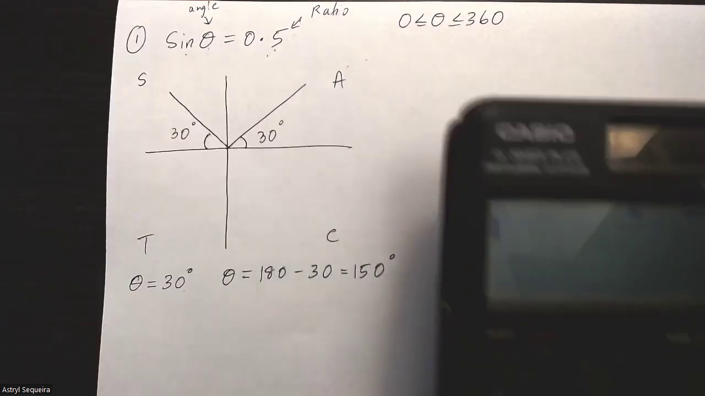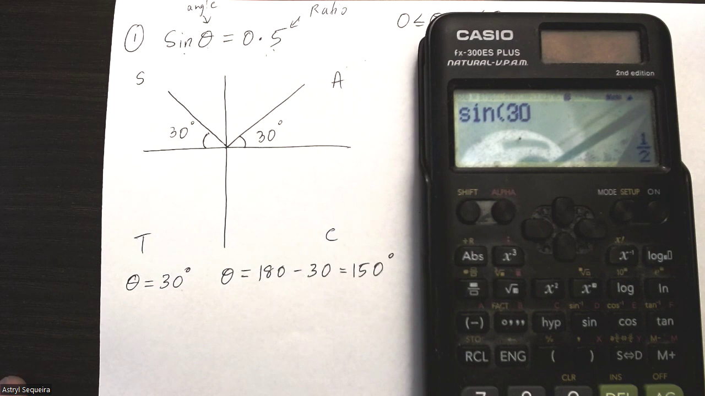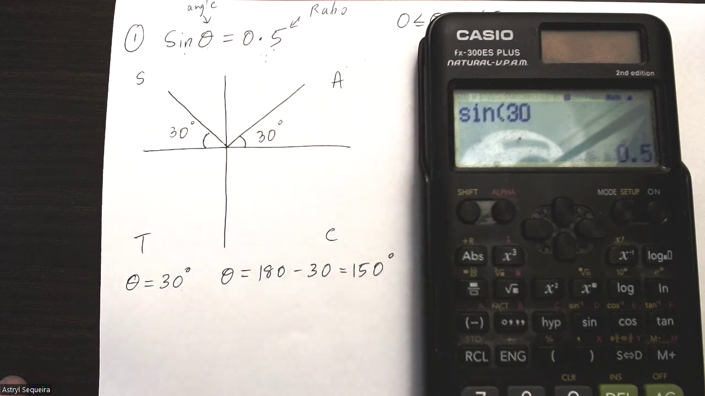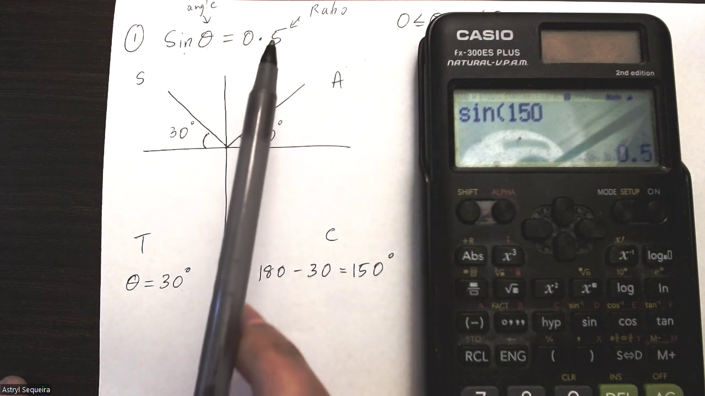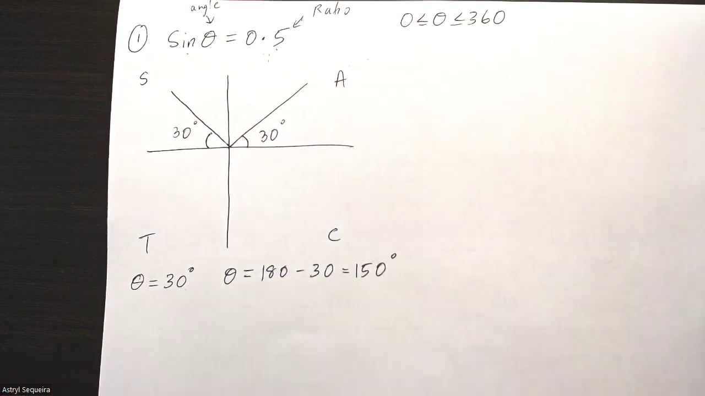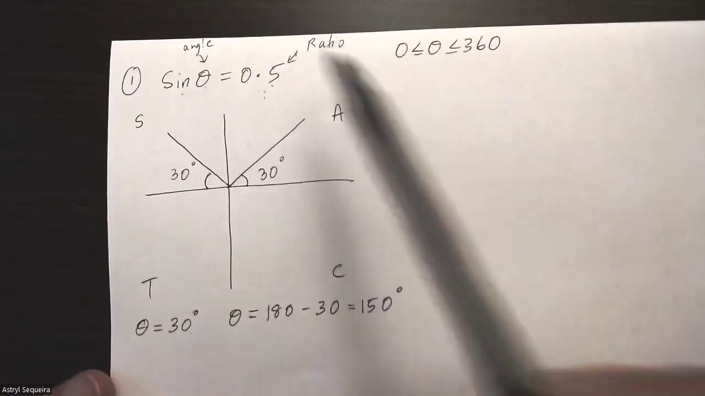All this means is that in a calculator, if you type sine 30, you'll get 0.5 or 1 over 2, which is the ratio we have in this question. If I type sine 150, again, I'll get 1 over 2 or 0.5, which is the ratio in this question. And all we're doing is, if we're given a ratio, we are finding all possible angles between 0 and 360. That's what the CAST rule is for.